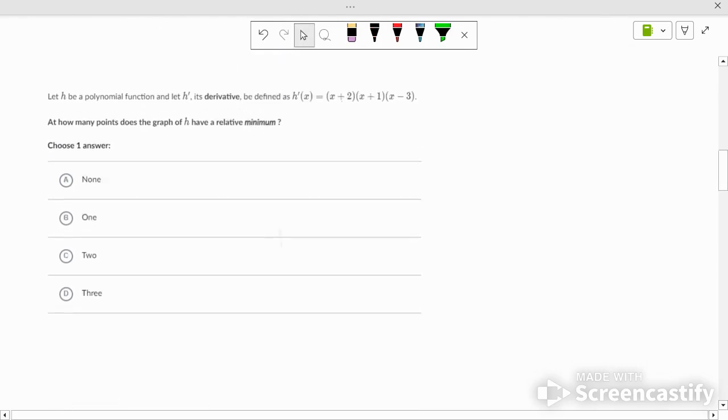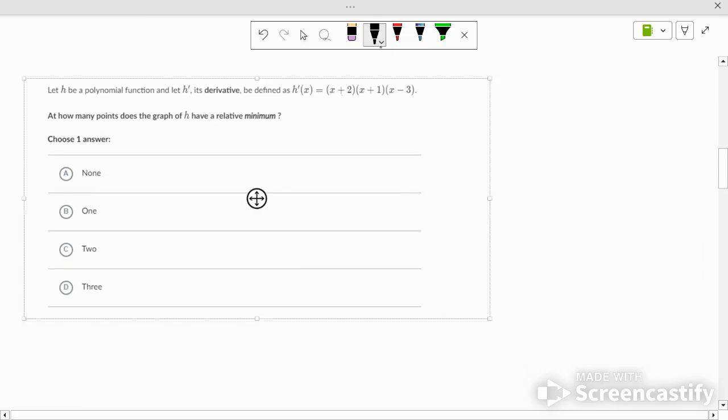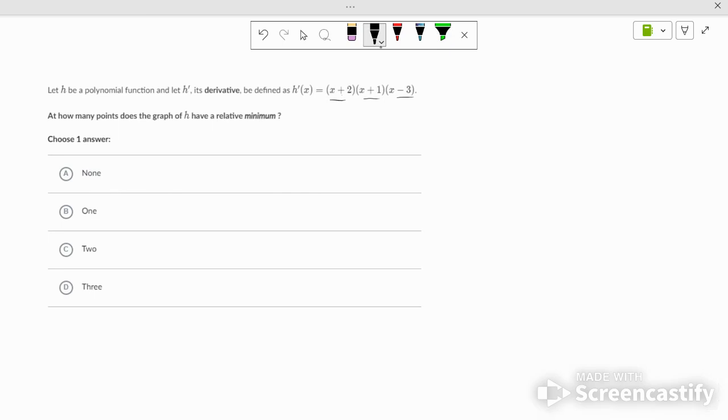Now we're looking at minimums and maximums. So here's where the first derivative, this is what the first derivative is. Okay? So we set the first derivative equal to 0. How many different spots is the first derivative equal to 0? 3 different spots, at negative 2, negative 1, and 3.